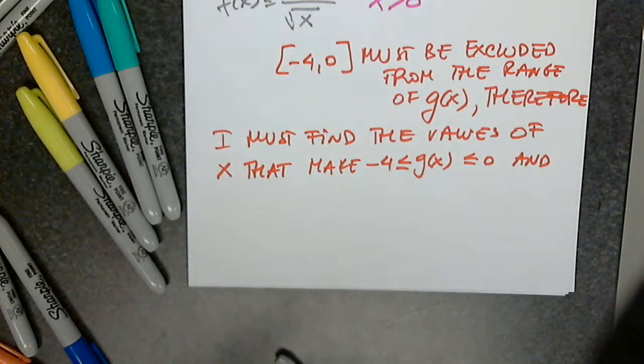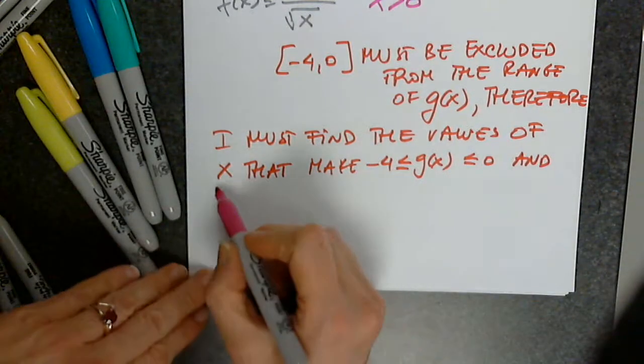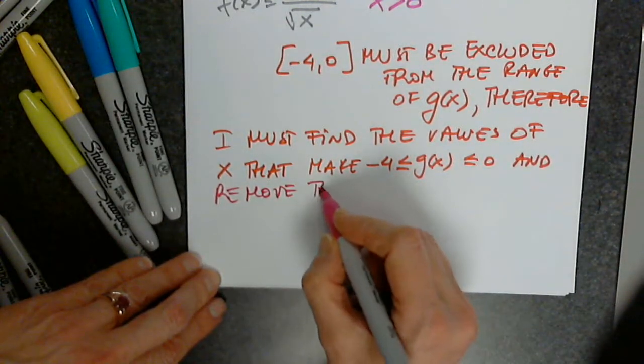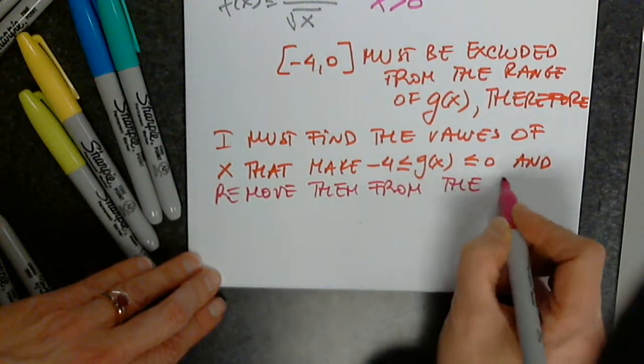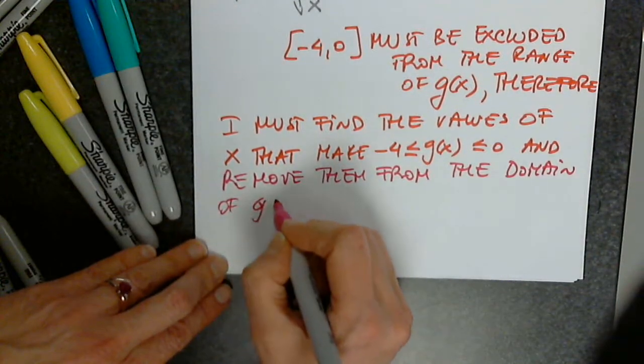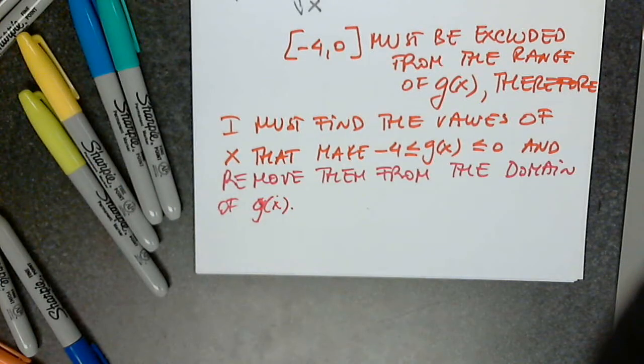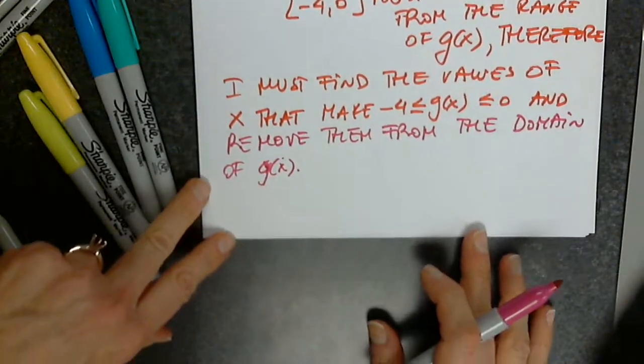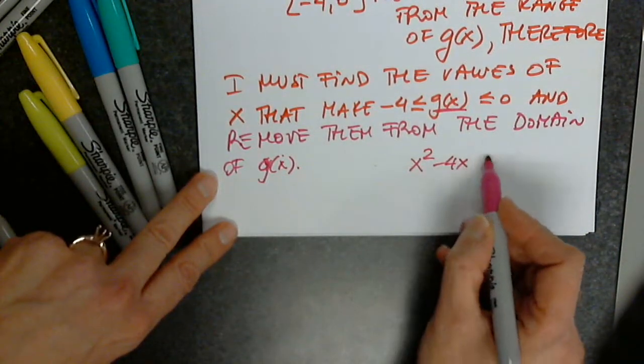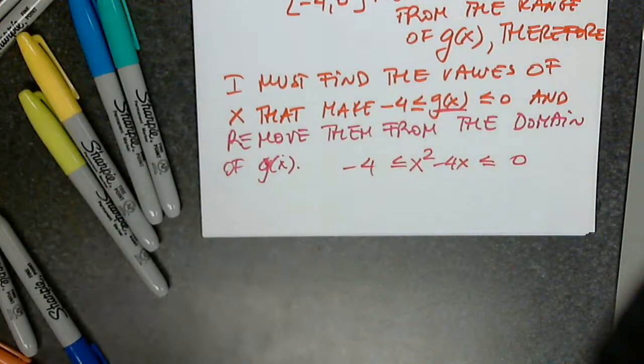I had to find the domain. I had to find the range. I had to graph. I had to see where it's happening. I had to realize that these have to be removed. If I have to remove these, then I have to remove something from the domain. Clean up the domain. So, now, and continue, and remove those x values from the domain of g of x. That domain cleaned up without those values of x that make g of x be between negative 4 and 0, becomes the domain of the function composition. That set. Okay? So now g of x is x squared minus 4x. This is not an easy situation.